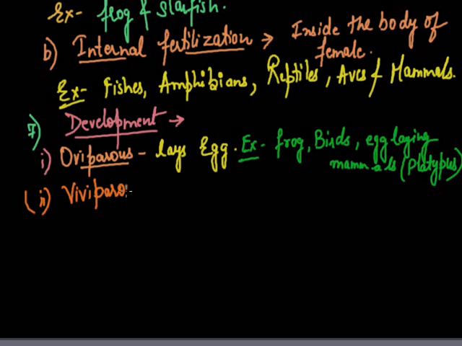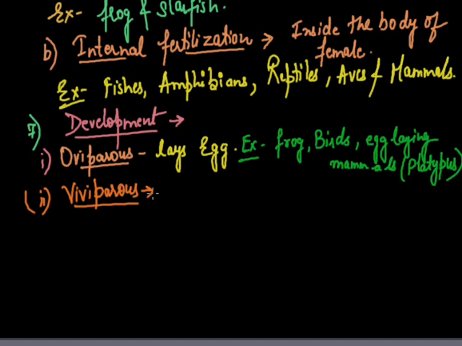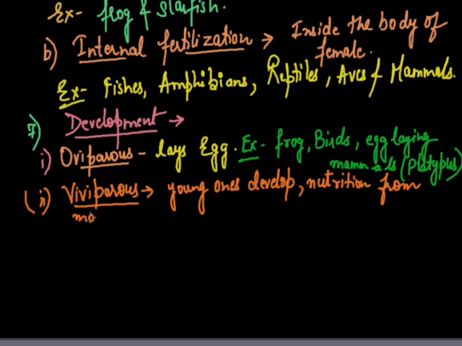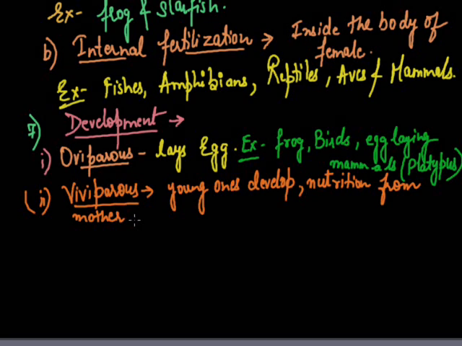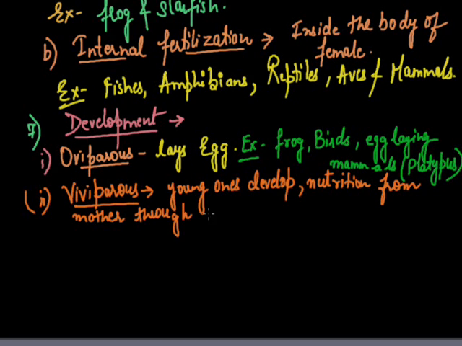Now the second is viviparous. As the name suggests, vivi means they give rise to young ones. The young one develops and takes nutrition from the mother through the placenta. Example: mammals.